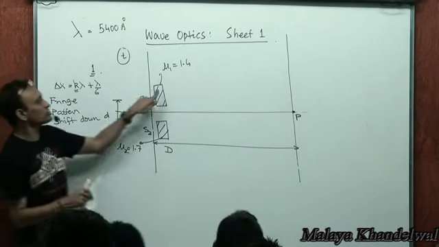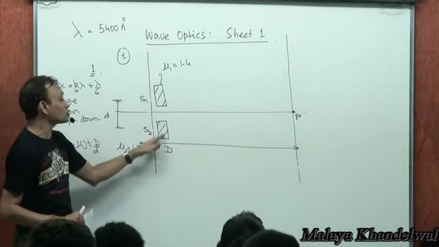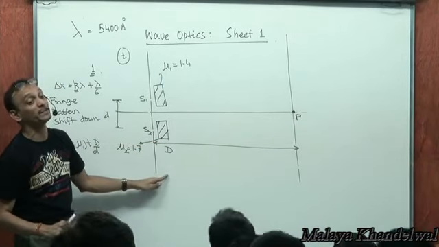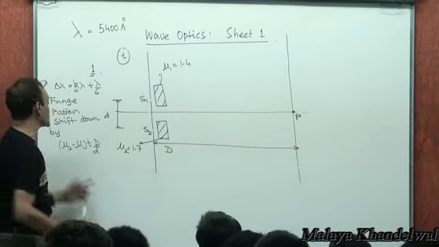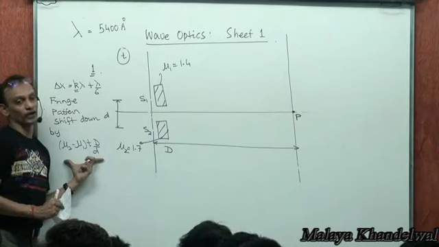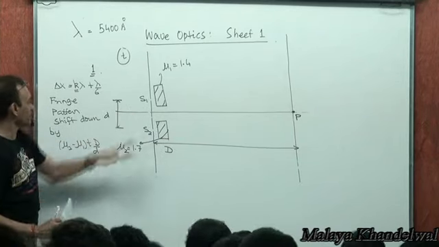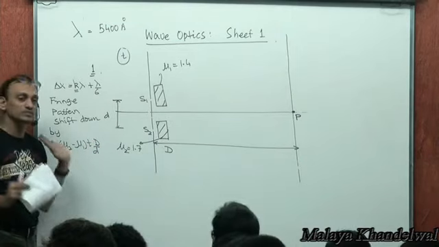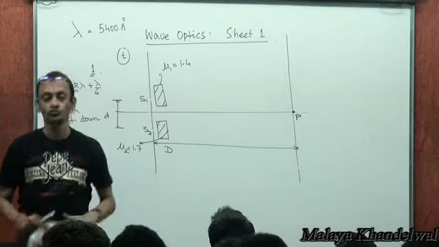See, this causes it to move up by (mu1 minus 1) into t into capital D by small d. This causes it to move down by an amount (mu2 minus 1) into t into capital D by small d. So the entire thing now shifts down by this amount. We know that, where mu2 minus mu1 is 0.3, into t into capital D by small d. That's the amount by which the entire fringe pattern has shifted down.